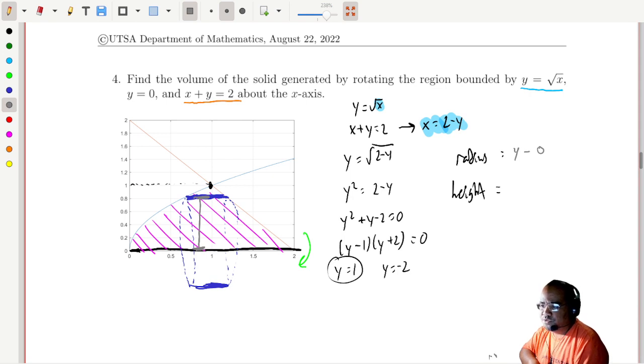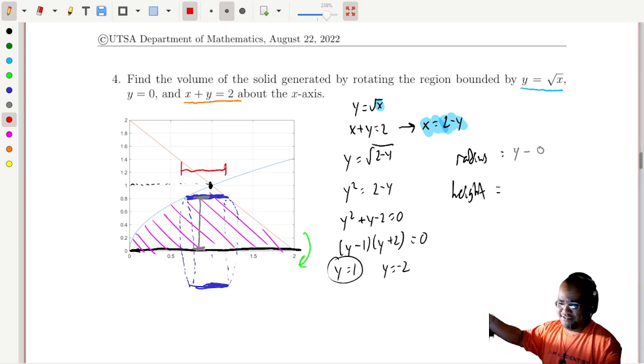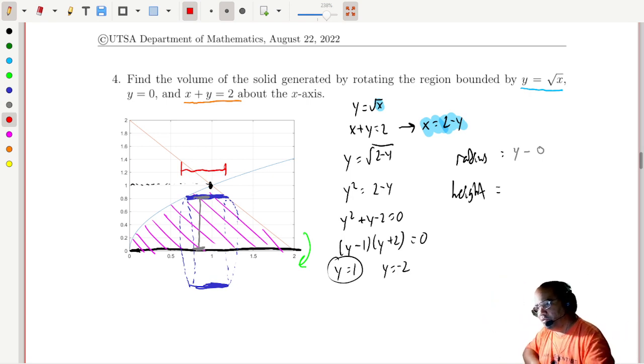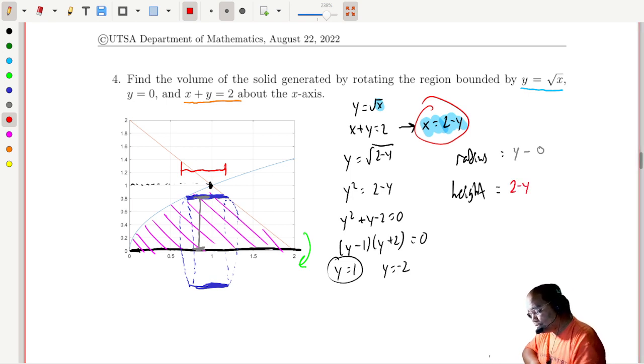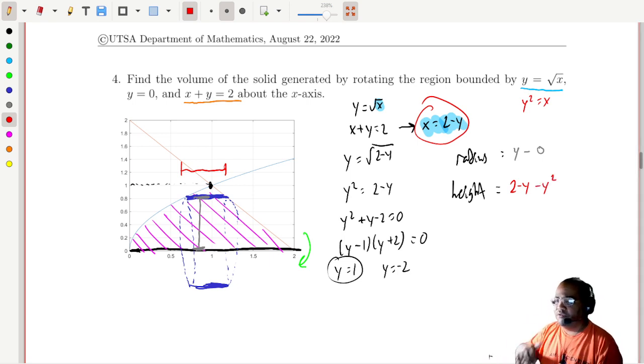Again, the strip is at some position y, and the axis of rotation is the line y equals 0. So the radius is y. The shell height, here it's really the shell width, is right minus left. The right curve is the line, and we need that as a function of y, so 2 minus y. Then y equals square root of x, so I'll write this as x equals a function of y: I square both sides, so y squared equals x. Whenever we integrate in y, we want to make sure we have functions of y. Double check the area between curves video.